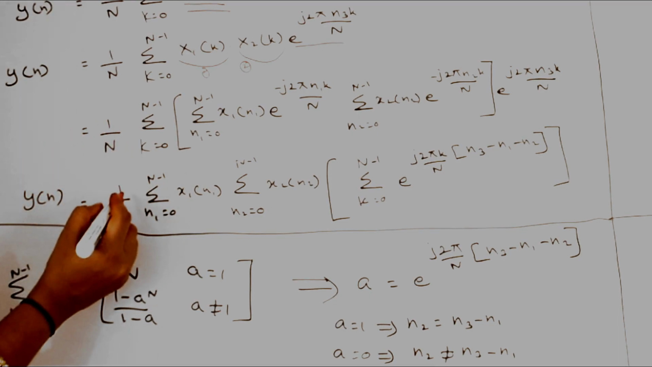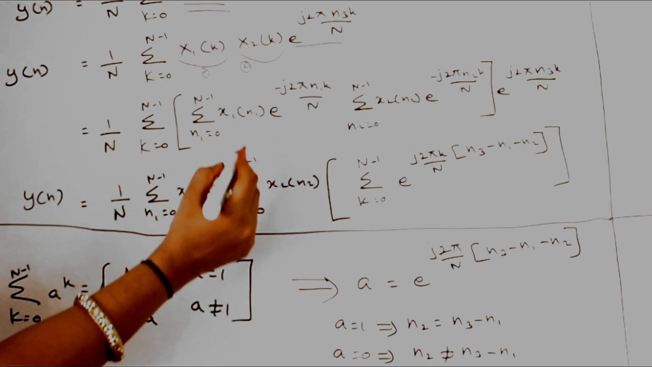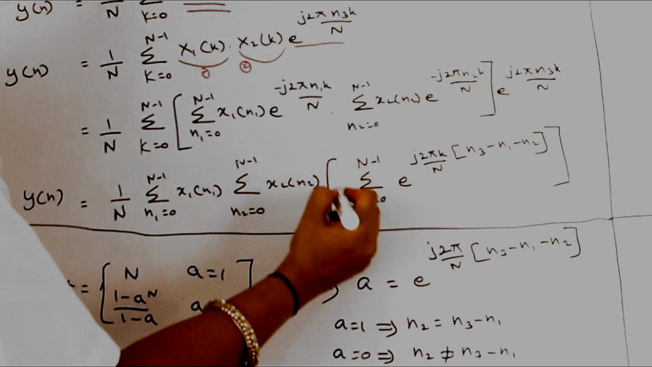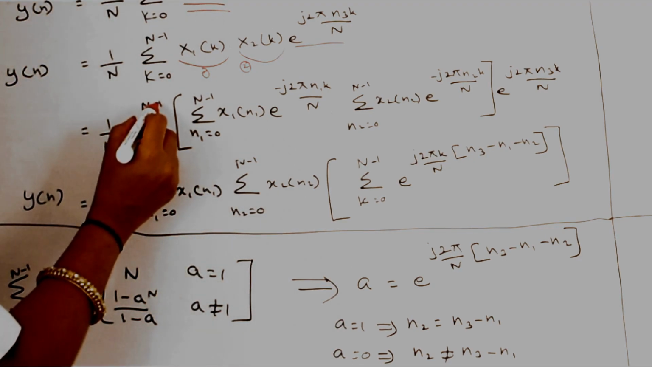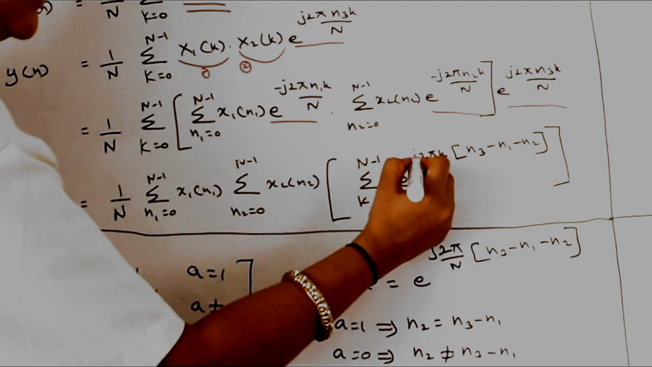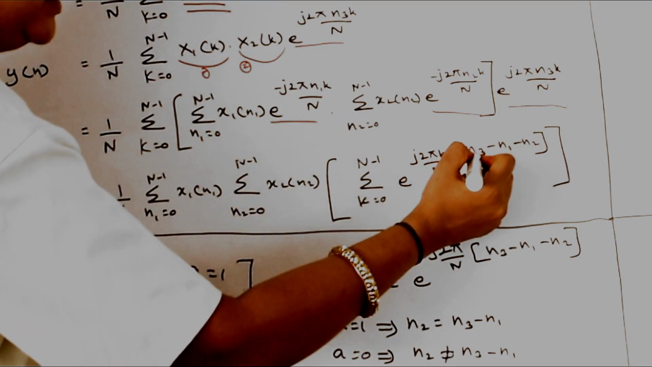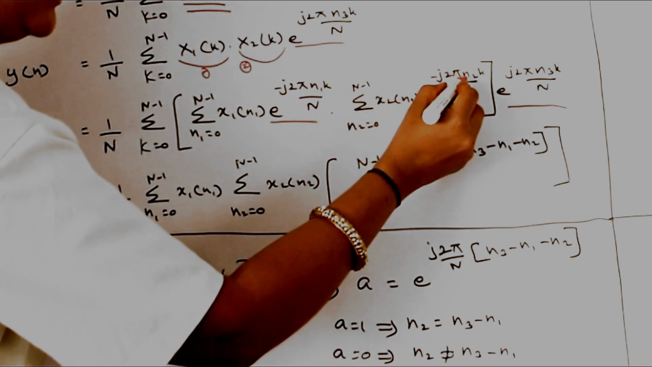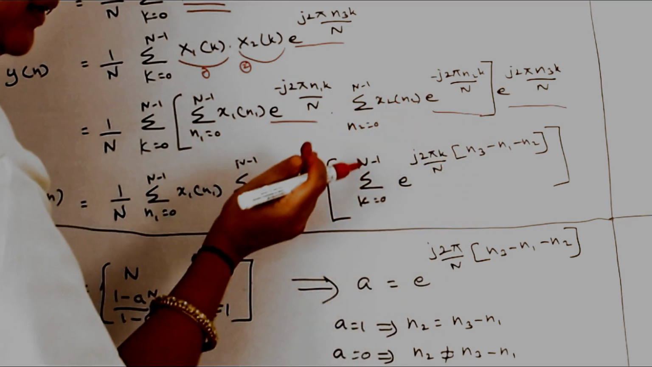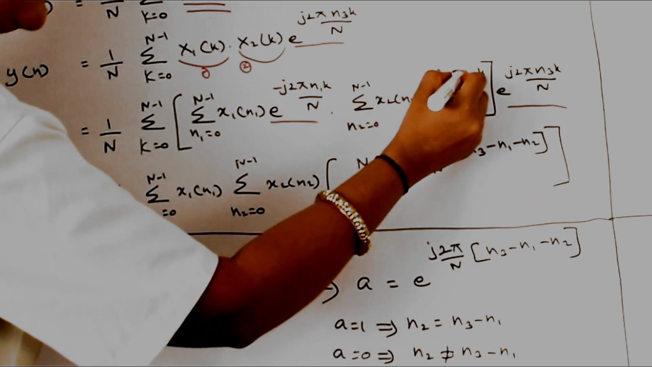Y of n is equal to 1 by N summation n1 equal to 0 to N minus 1 x1 of n1 summation n2 equal to 0 to N minus 1 x2 of n2 into summation k equal to 0 to N minus 1 e power. So consider these three exponential terms. I am taking j 2 pi k divided by N as a common term, so you will get n3 minus n1 minus n2. Understood?